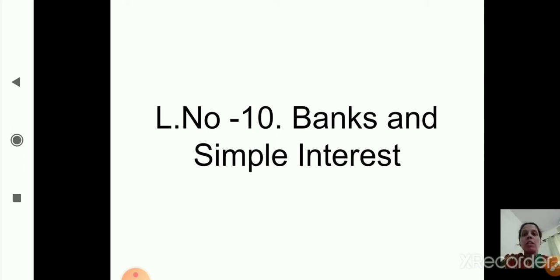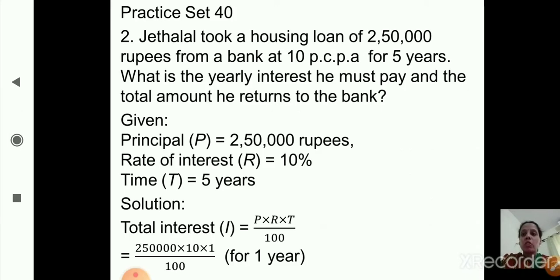Now we'll start with the second sum from practice set 40. So this is question number 2 from practice set 40. Jethalal took a housing loan of 2,50,000 rupees from a bank at 10% per annum for 5 years. What is the yearly interest he must pay and the total amount he returns to the bank?